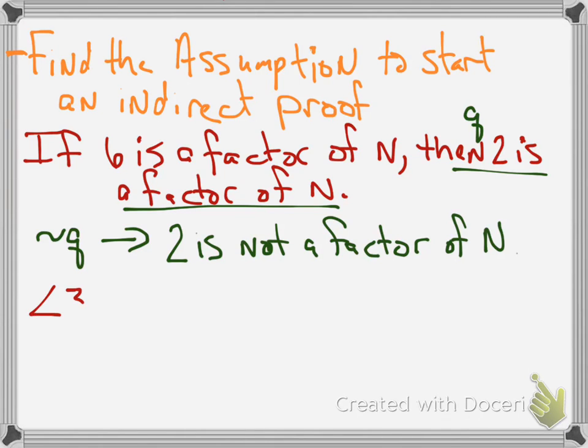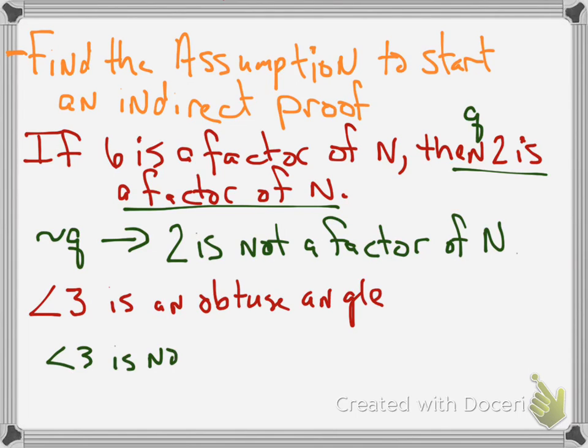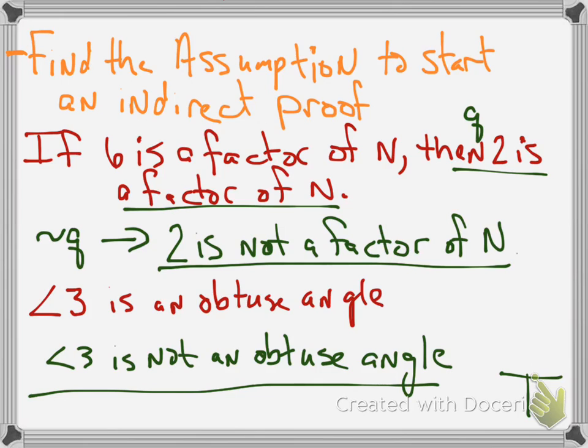Here's another example. Angle 3 is an obtuse angle. So then our negation would be angle 3 is not an obtuse angle. You're going to try to show that those are true, and the reality is that by showing those are false, you would show that your other thing is true. I know, it's kind of weird. It's an indirect proof.